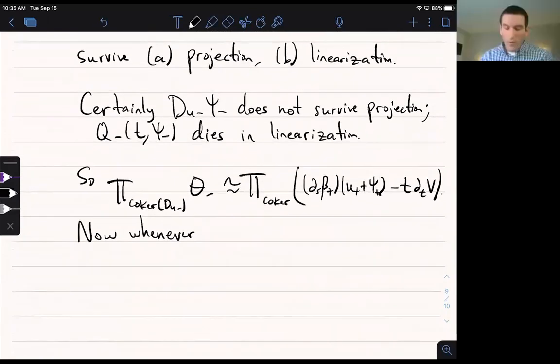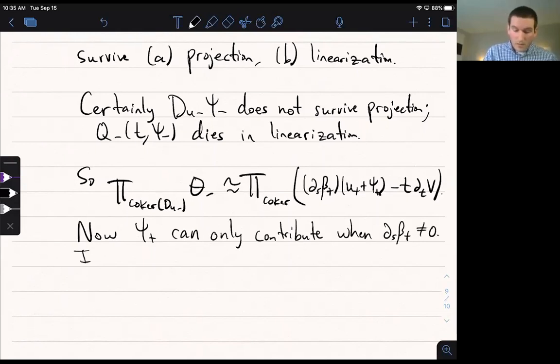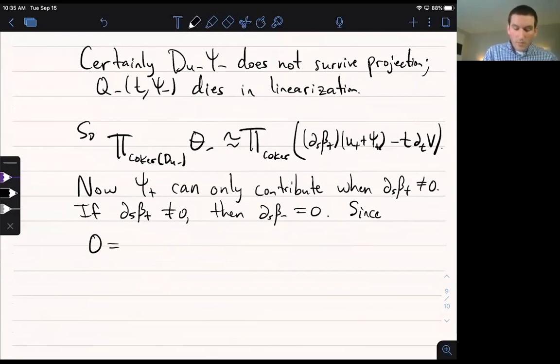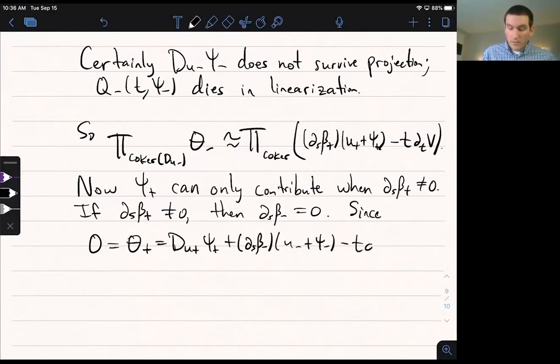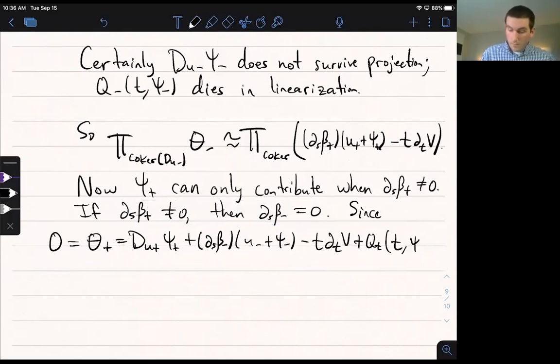However, I want to claim that the psi plus is not going to make a contribution to this term here. Maybe the way I want to say this is psi plus can only contribute when ds beta plus is non-zero. And if ds beta plus is non-zero, then ds beta minus is 0, just by the way we defined these cutoff terms. And because we know that theta plus vanishes, we find that whenever ds beta minus is 0, the theta plus actually has to decay. And so it's going to have some negligible effect on our projection here. And that should be a plus.